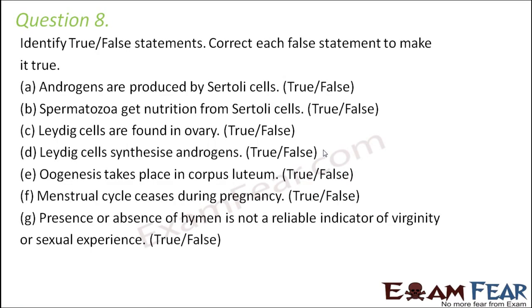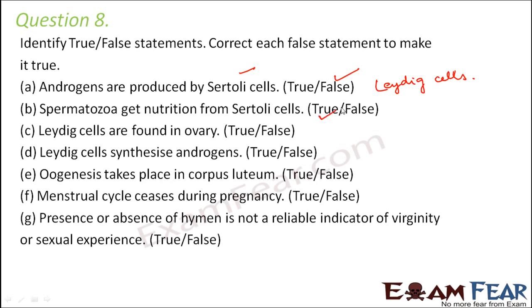Identify true or false statements. Correct each false statement to make it true. Androgens are produced by the Sertoli cells. This is not correct, so this is false, and androgens are produced by the Leydig cells, that is the interstitial cells. And what do the Sertoli cells do? They provide nutrition to the male germ cells. Spermatozoa get nutrition from Sertoli cells.